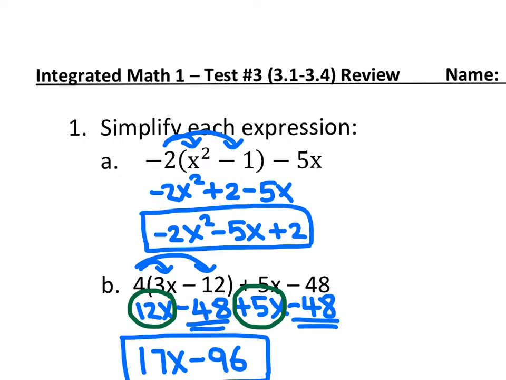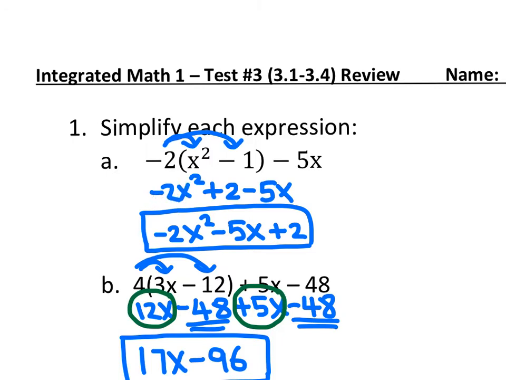Number 1. We need to distribute the negative 2 with the x squared. That becomes negative 2x squared. Negative times a negative is a positive, and 2 times 1 is 2, so positive 2. And then that's where the distribution ends. Then we bring down the negative 5x at the end of the expression.